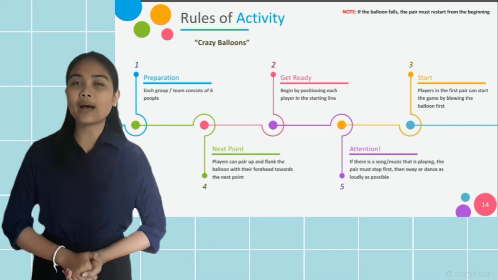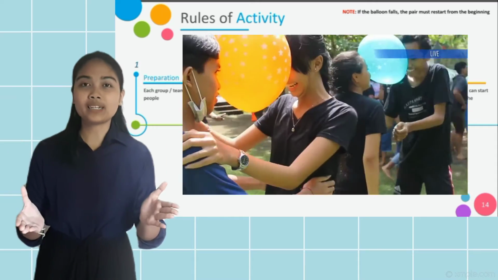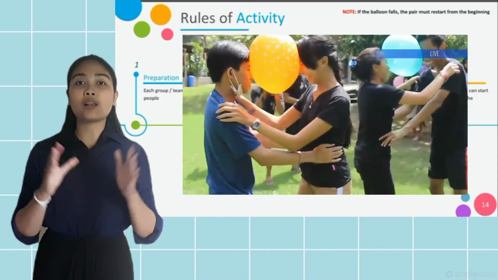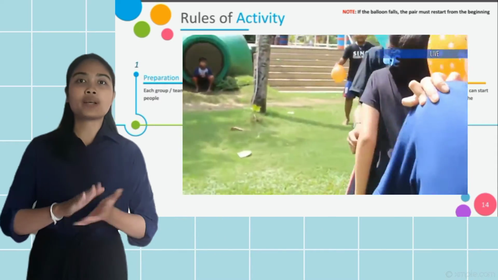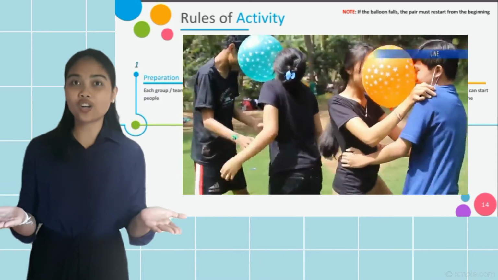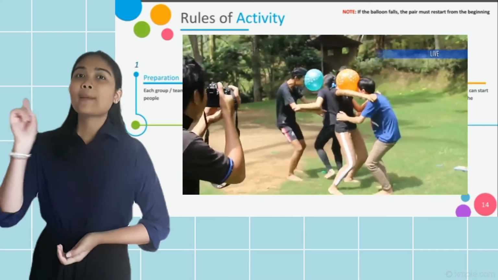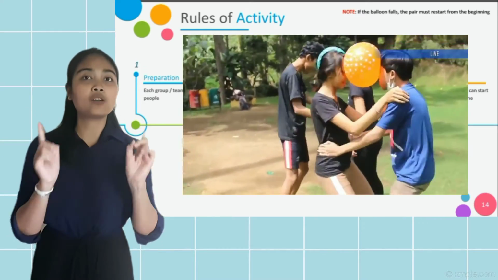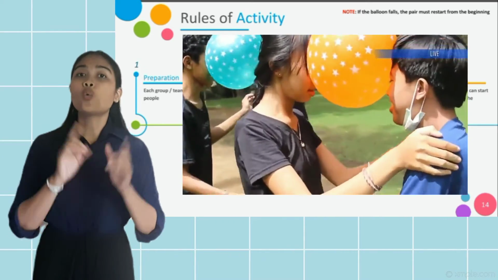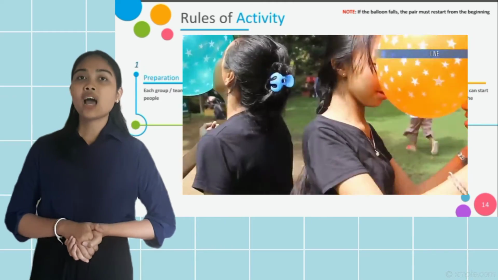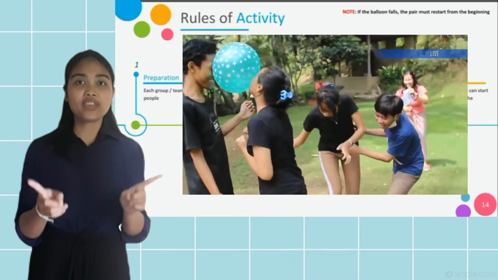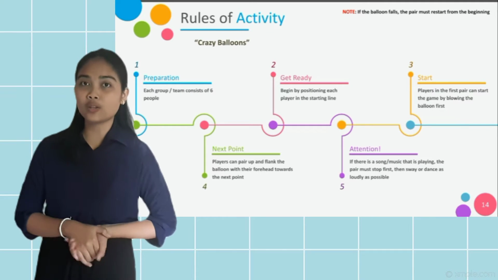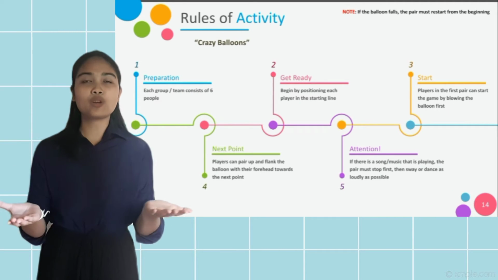Fourth, after the balloon is blown, the participants pair up and flank the balloon with their foreheads, then pass the balloon to the next pair, and so on until the last pair. Please pay attention that the balloons cannot be touched with either one hand or both hands, and the hands should be behind the body. If any participant touches the balloon with their hands, then that team will be disqualified.